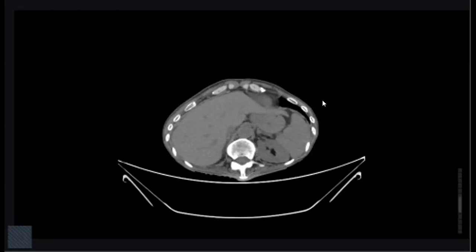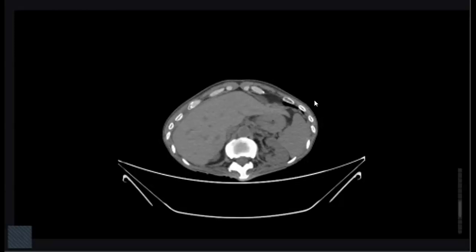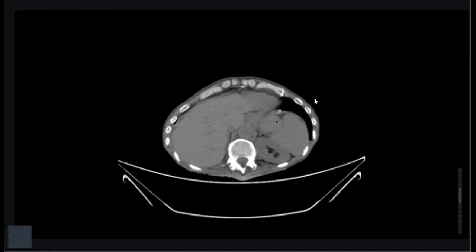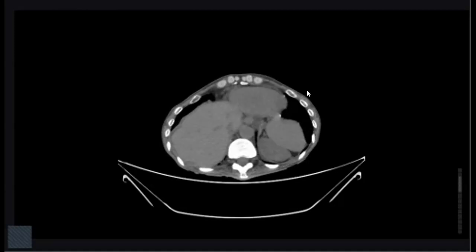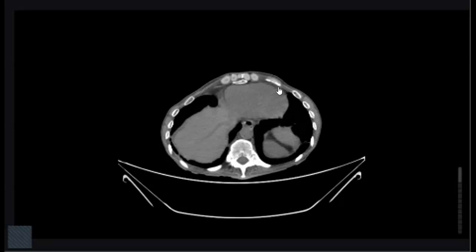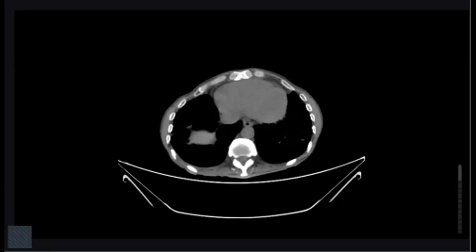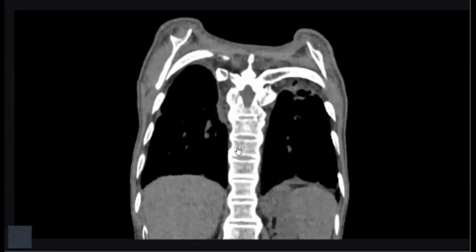What could be the possible causes? Could be due to ankylosing spondylitis. I would like to see the bone windows. I would like to see the coronal images to see the spine. This finding may be due to ankylosing spondylitis. Can I see the coronal images of this study? Okay, this is the coronal image. There is syndesmophyte formation noted bilaterally. So this finding is suggestive of ankylosing spondylitis with bilateral upper lobe fibrosis and bilateral bullous disease.